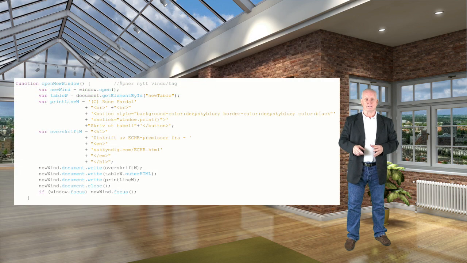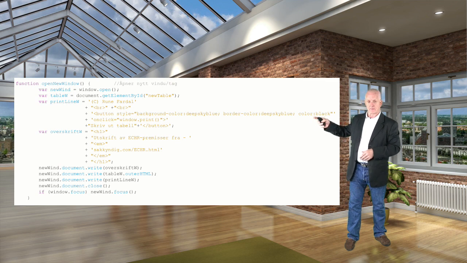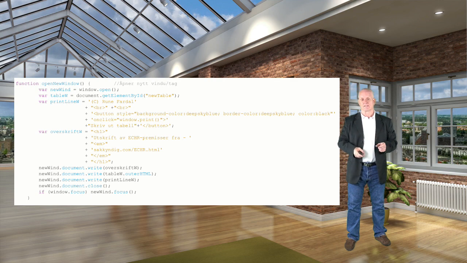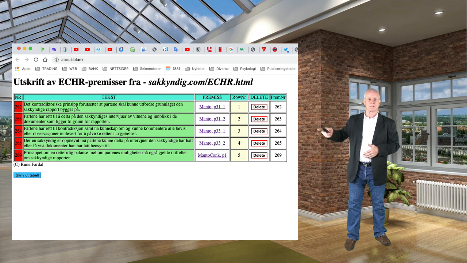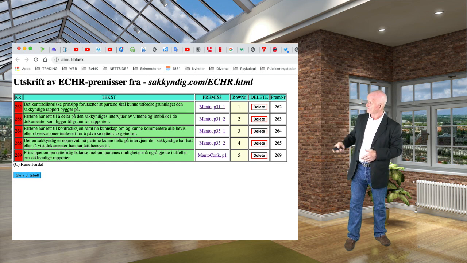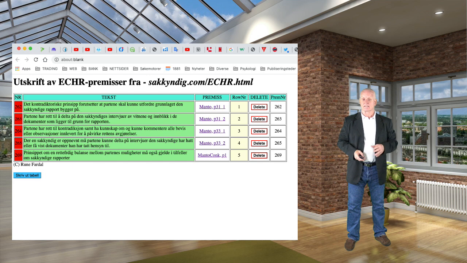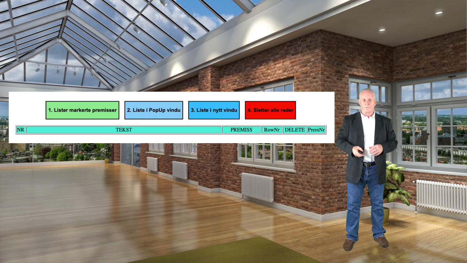To open a new window or new tab, the function looks like this. First the variables are defined and then the new table is written in the new window. The result typically looks like this. Same as in the pop-up window. We have mentioned the last red button in the review of the delete all rows function. It deletes all premises or rows in the new table.